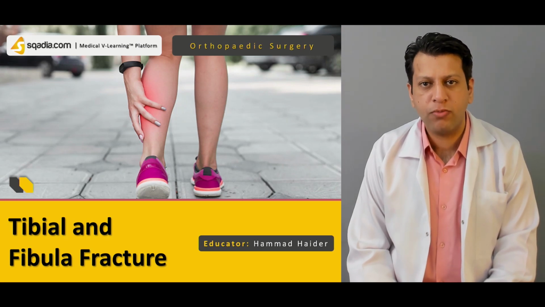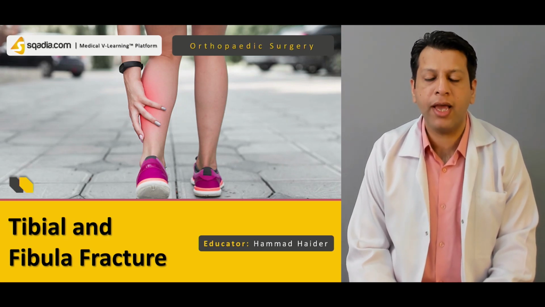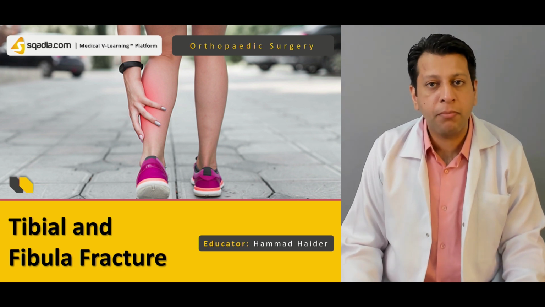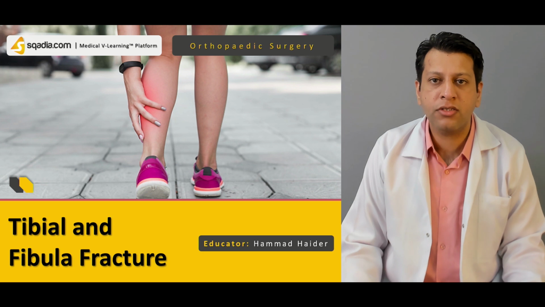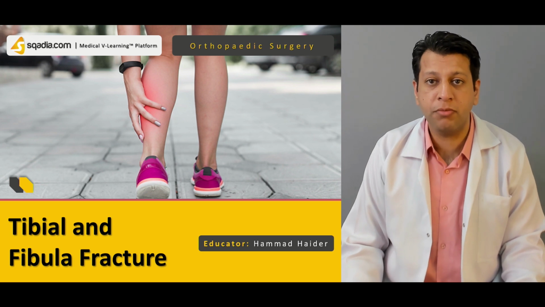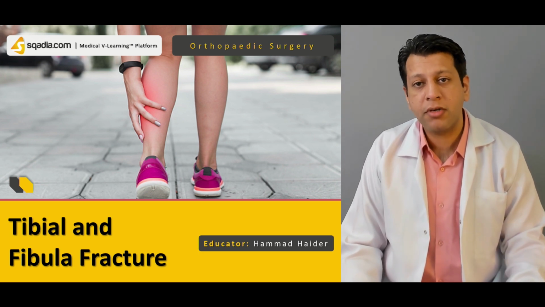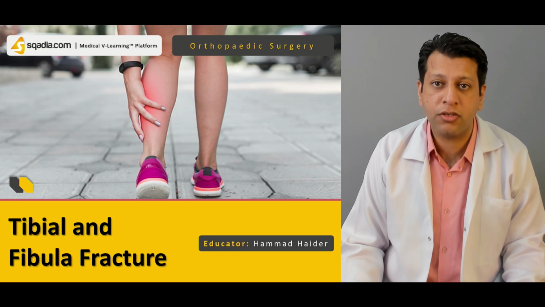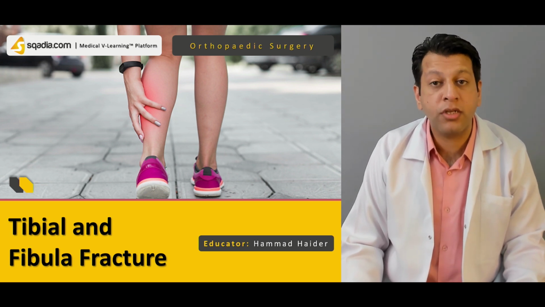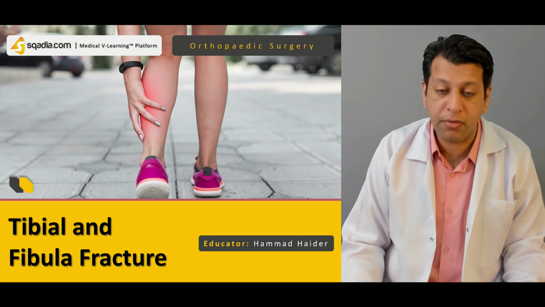Tibia is a bone which is present right below the knee, and it connects the knee with the ankle joint. There is a subcutaneous border of the tibia, over which there is only a very thin layer of skin visible. On the posterior aspect and posterolateral aspect, it is surrounded by thick muscles, especially the posterior compartment, which is quite thick as compared to the anterior compartment.